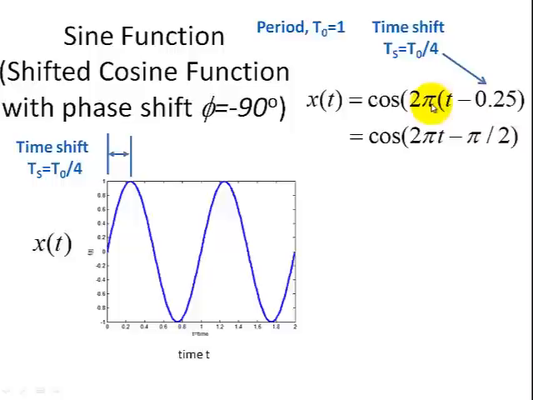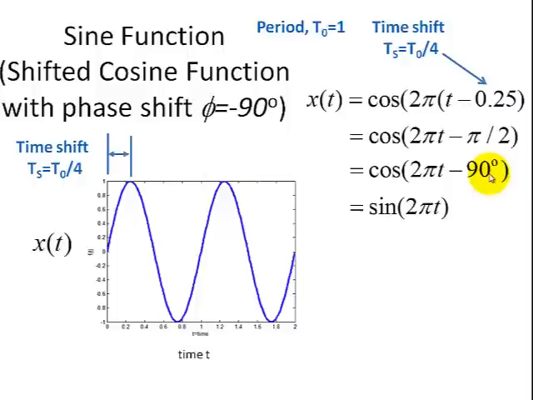Now when you multiply all this out, 2 pi times 0.25, we get pi over 2, and in this case that's 90 degrees, or minus 90 degrees for our phase shift. And the resulting function here is sine 2 pi t.